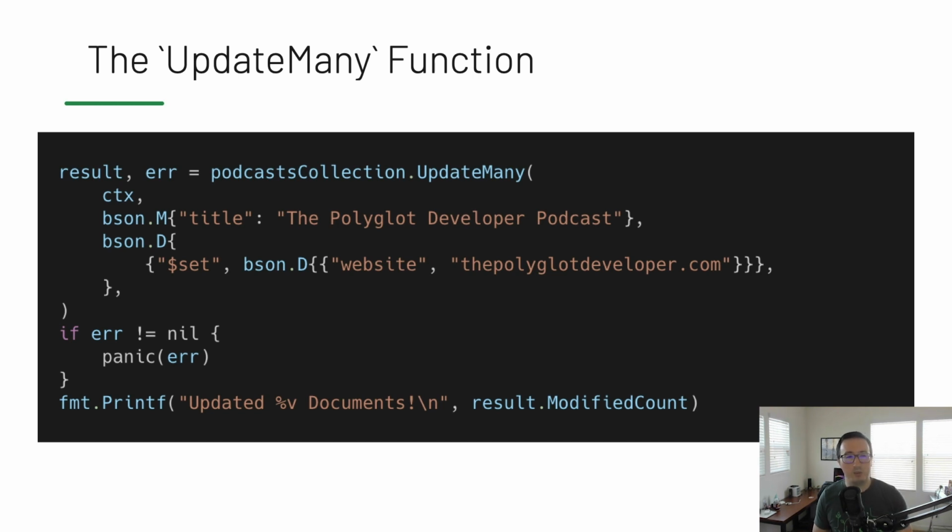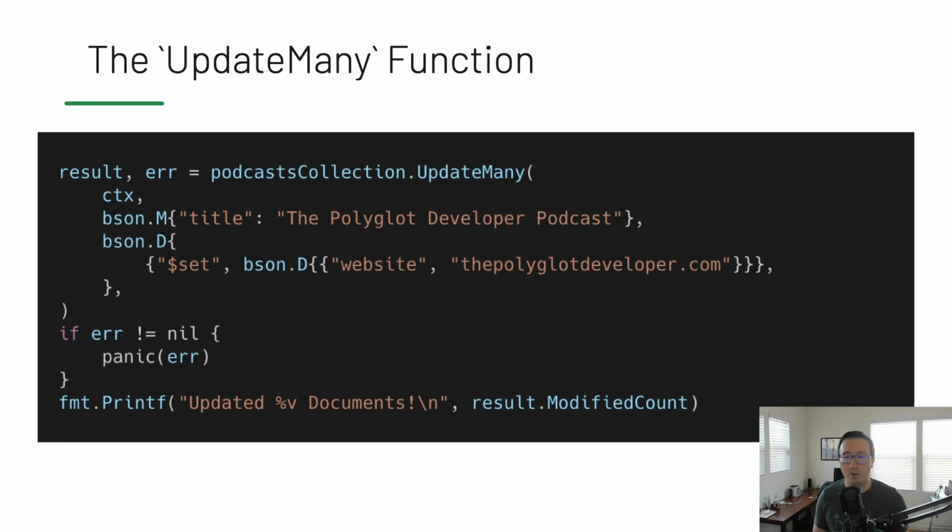So update many, in this circumstance, we're saying podcasts collection.UpdateMany. Again, we provide the context. The first field that we look at is the filter. So bson.M, we're saying for any document that has a title that equals The Polyglot Developer Podcast, if a match is found, we're going to say bson.D, and we're going to set a field within those documents. So we're going to set a field called website, and we're going to include the website URL. Now, if that website field exists, it's going to replace that particular field with the new value. If it doesn't exist, it's going to add that field with the new value. So it covers both scenarios.